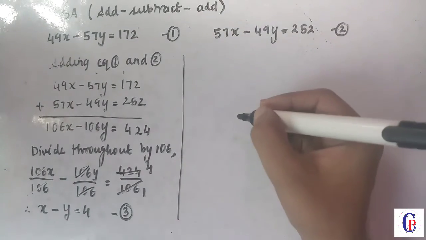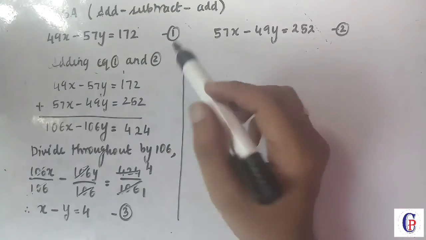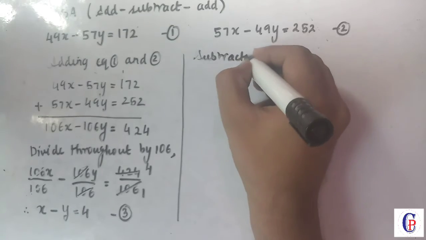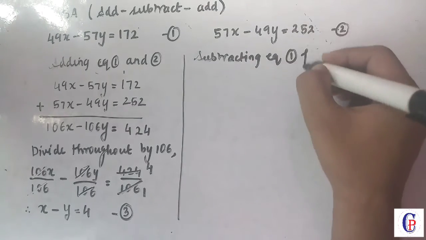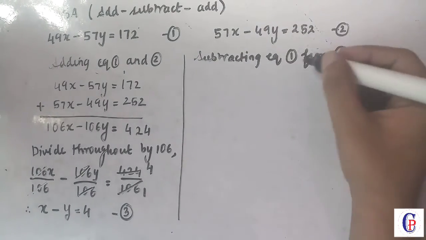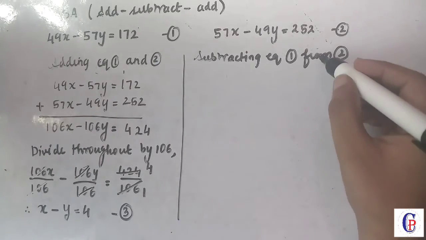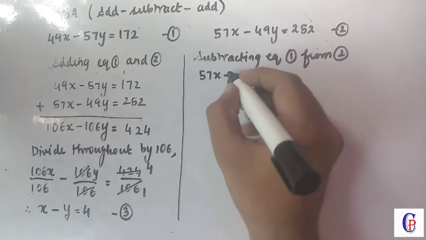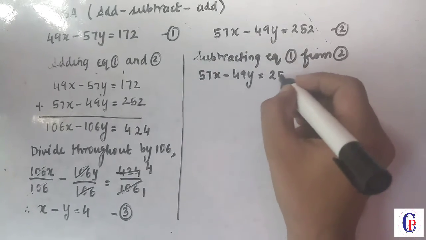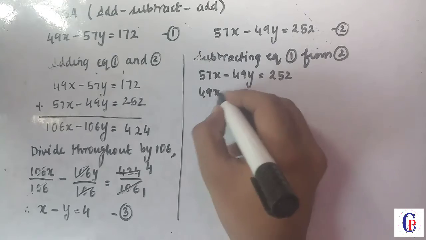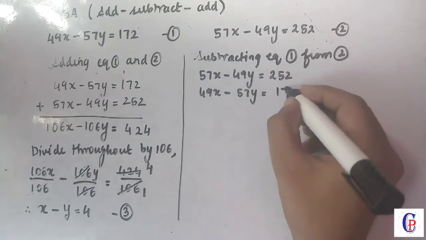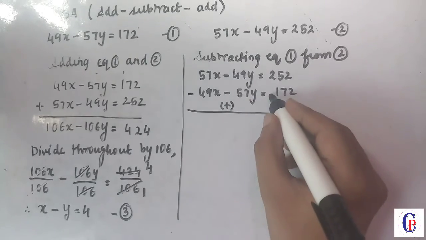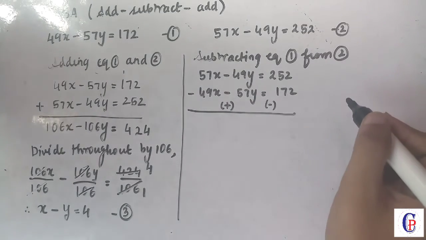Now in a similar way, we have added the equations, now subtract the same equations, subtracting equation 1 from 2. You can also write 2 from 1, I am writing 1 from 2, and as we have discussed, whatever you are writing after "from" will come first. So equation 2 you will write first: 57x minus 49y is equal to 252, and then 49x minus 57y is equal to 172. Whenever you subtract, leave some space here so that we change the sign. Here this plus will become minus.